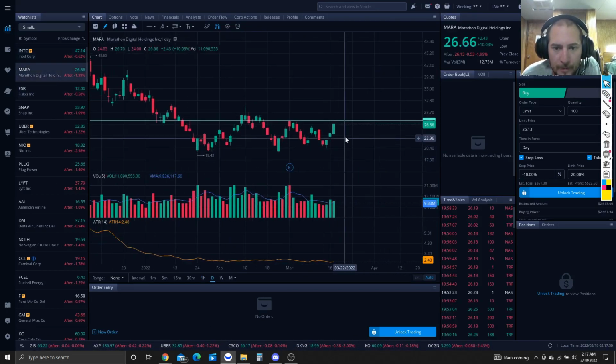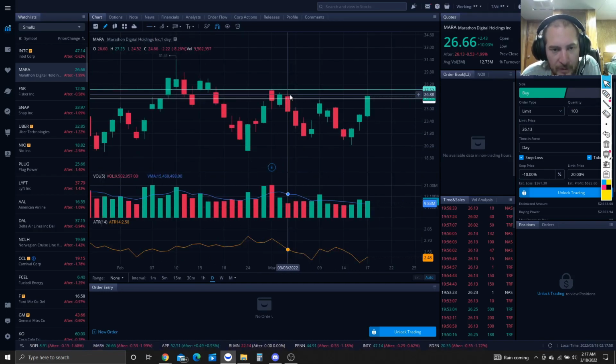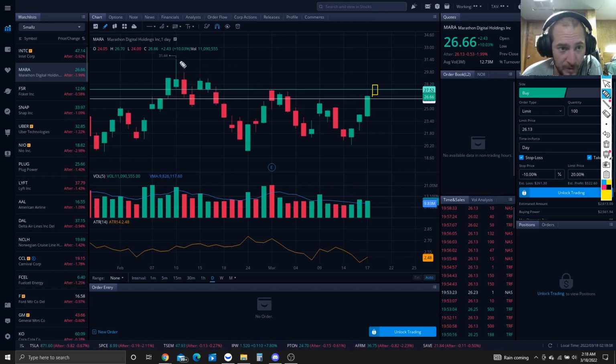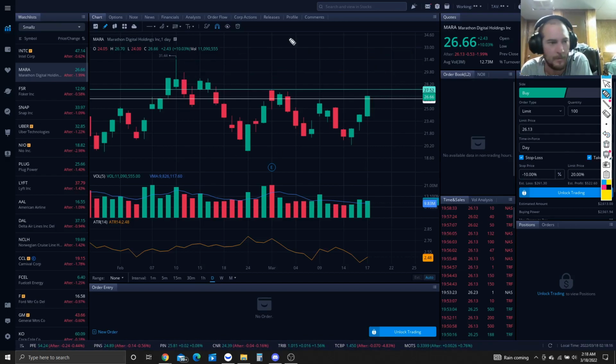So Mara, same story. This one is a little bit of a different story though. We've got a resistance level directly above us, so if this were to close above this in the next few days, hopefully on Monday, Tuesday, right, this could be a good potential candidate for a move up to either this pivot or this pivot here and have a nice window for profit.